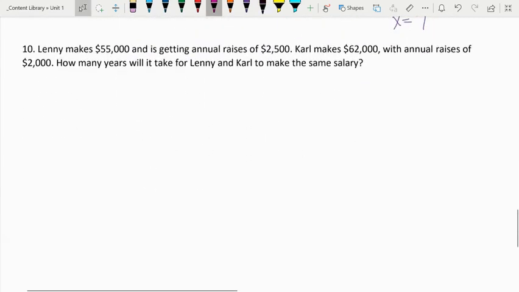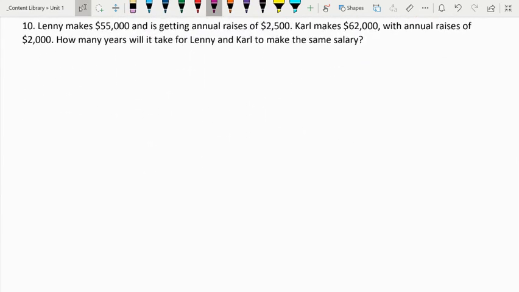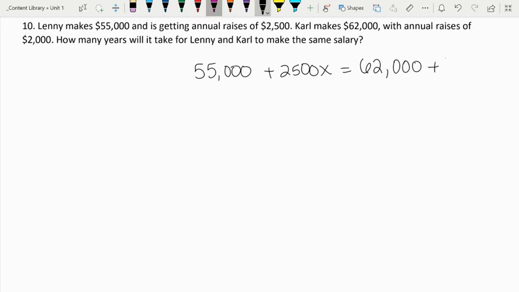All right, we have one last problem. Lenny makes $55,000 and is getting annual raises of $2,500. Carl makes $62,000 with annual raises of $2,000. How many years will it take for Lenny and Carl to make the same salary? So Lenny is 55,000 plus 2,500x, and Carl is 62,000 plus 2,000 times the number of years, I mean.